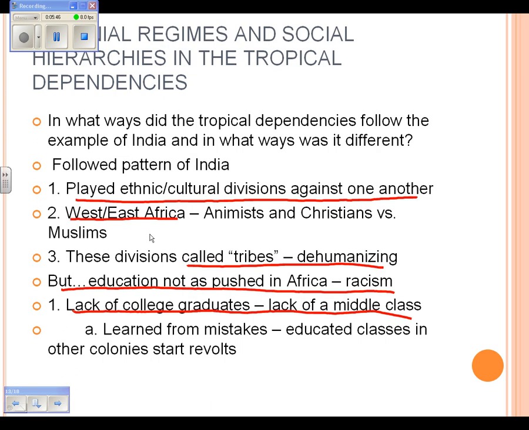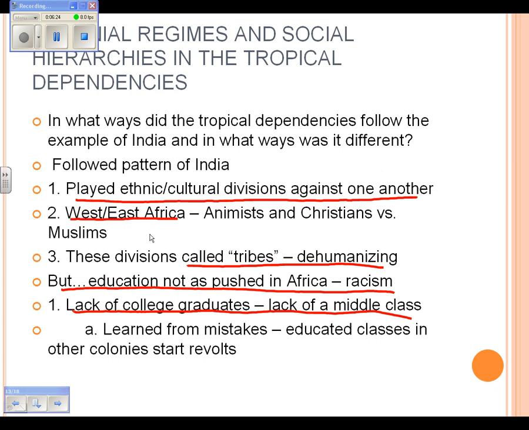Now, how do they rule these tropical dependencies? What are they doing? Well, in some ways they follow the pattern of India, and in other ways they don't. For example, they played ethnic and cultural divisions off against each other in Africa and in Southeast Asia to be able to dominate. In West and East Africa, for example, they play off the animists and the Christians versus the Muslims. There's a fear amongst these religious groups of each other, so the Europeans come in and say, well, we'll help you against the Muslims. You know, don't you want our help? They also call these people tribes.